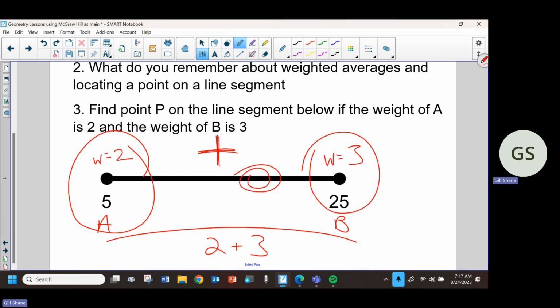So if you do that, you should have gotten 10. 2 times 5 is 10. Just multiply those together. Plus 3 times 5 is 75. And then 85 divided by 5 gives you 17.